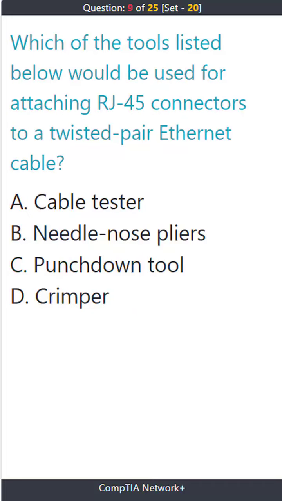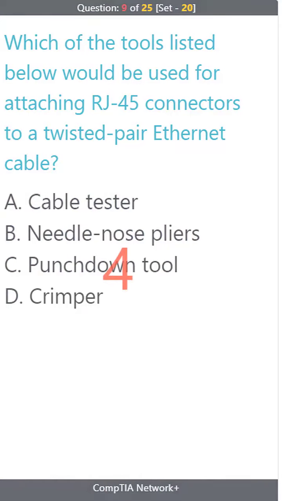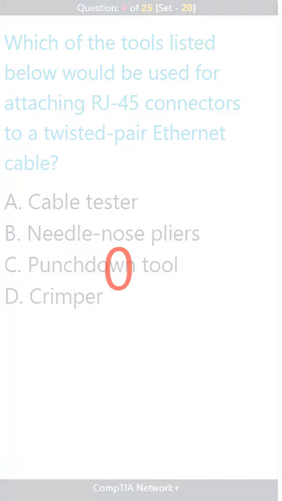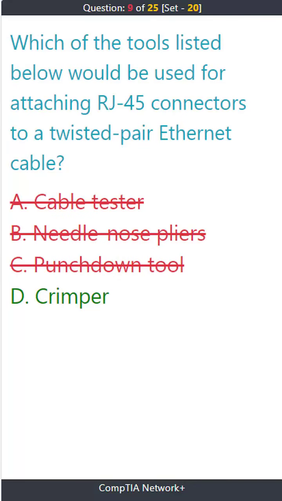Question 9. Which of the tools listed below would be used for attaching RJ45 connectors to a twisted pair Ethernet cable? A. Cable tester. B. Needle nose pliers. C. Punch down tool. D. Crimper. The correct answer is D. Crimper.